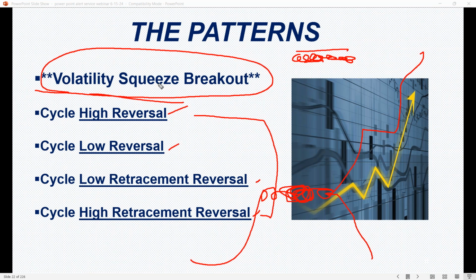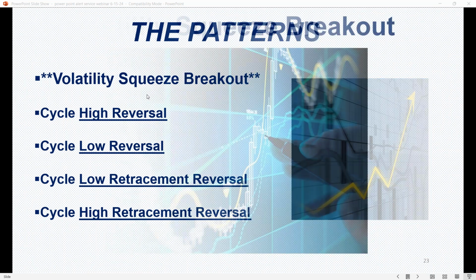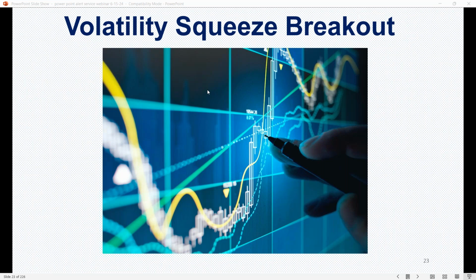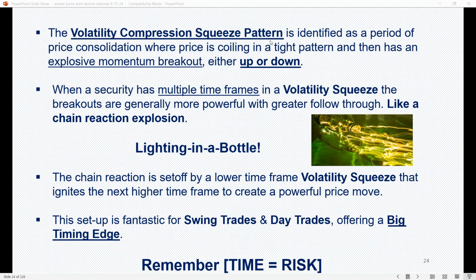Based on the trading indicators that I've put together, we can identify when the squeeze happens or starts, and then we can get ready for a potential breakout up or down based on that specific pattern. So that's a really big plus pattern that I look for. Here's a look at what the volatility squeeze looks like. Again, it's the compression. It's identified as a period of price consolidation where price is coiling in a tight pattern and then has an explosive momentum breakout. That breakout direction is either up or down.